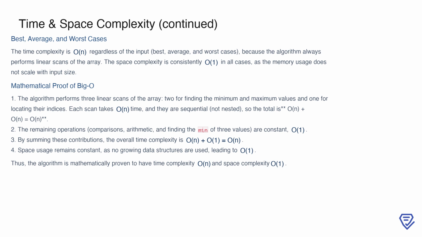To mathematically validate the time complexity, we note that the algorithm performs 3 linear scans of the array, 2 to find the minimum and maximum values, and 1 to locate their indices. Each scan takes O(n), and because these scans are sequential, their combined time is O(n) plus O(n), which simplifies to O(n). The remaining operations, like comparisons, arithmetic, and finding the minimum of 3 values, are all O(1). Adding these constant time contributions to the linear scans results in an overall complexity of O(n) plus O(1), which simplifies to O(n). Since no additional data structures are used, the space complexity is proven to be O(1).